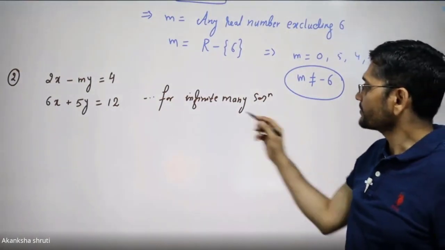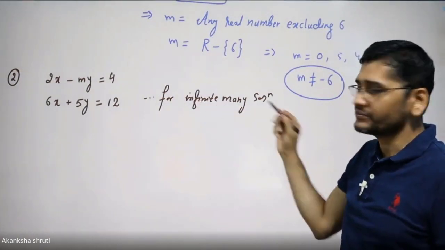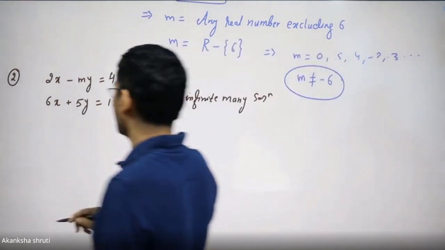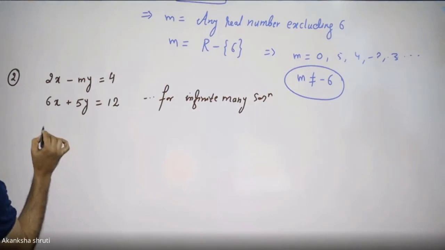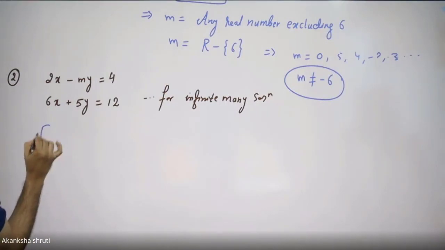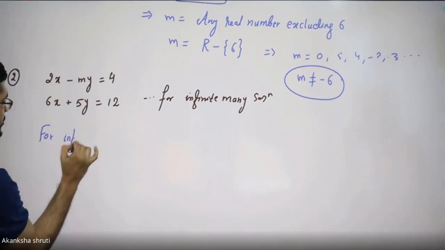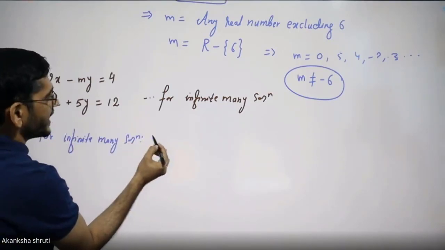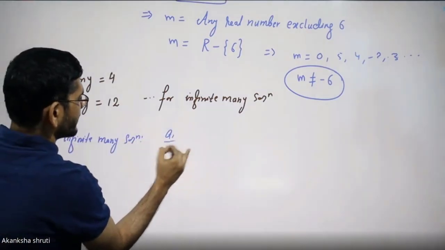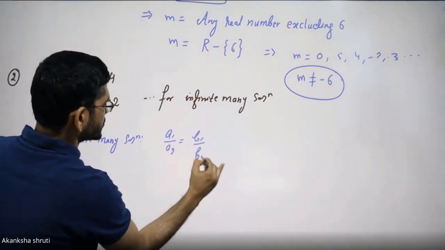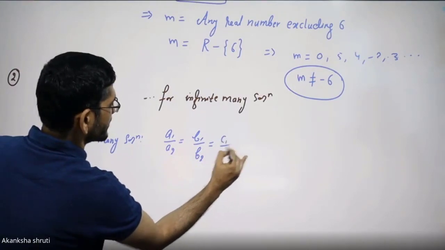Here we have to find the value of M for infinitely many solutions. For infinitely many solutions, what is the condition? First you write that one. So write down the condition for infinitely many solutions. It is A1 by A2 should be equal to B1 by B2 should be equal to C1 by C2.